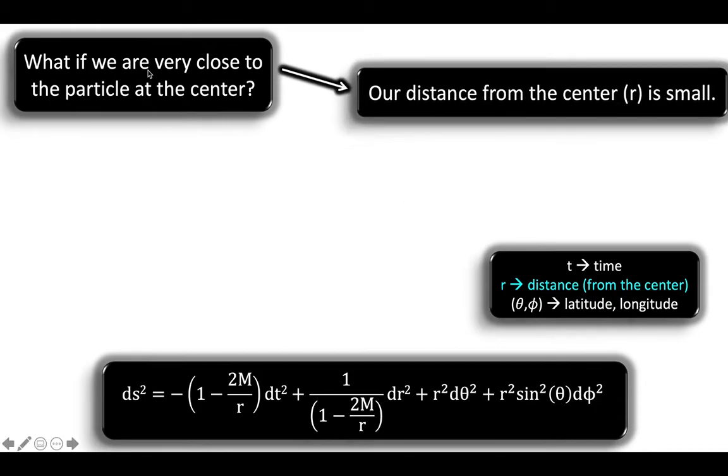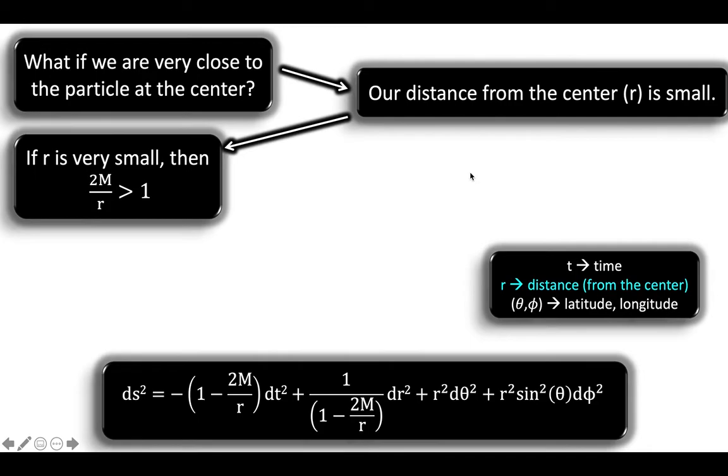Well, let's ask the question, what if I'm standing very close to the particle? For the sake of argument, let's pretend the particle is pretty heavy, so it has a really large mass. Now, if I am close to the particle, then my distance from the particle is going to be small. So I could say, okay, this term r is going to be small. Now, if r is small, then 2m over r is going to be a number bigger than 1. Again, I don't know what this number is going to be. The important thing to take home is if r is very small, then 2m over r will be a number greater than 1.